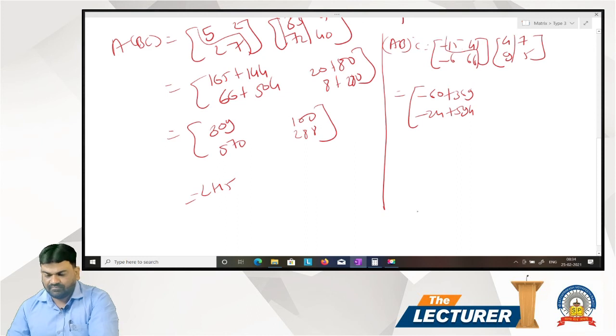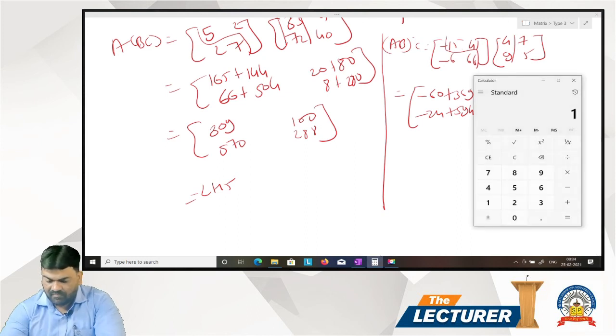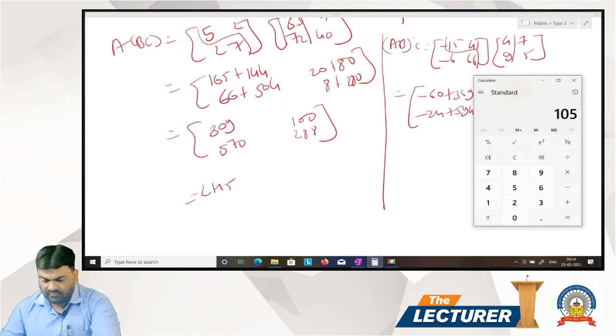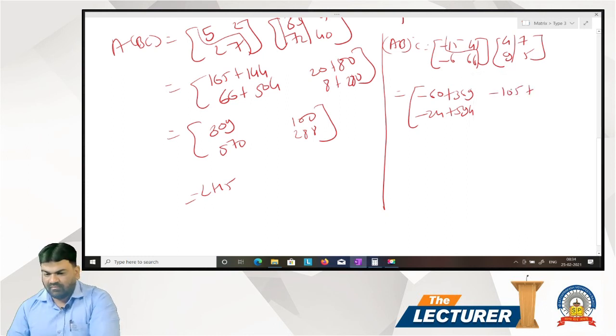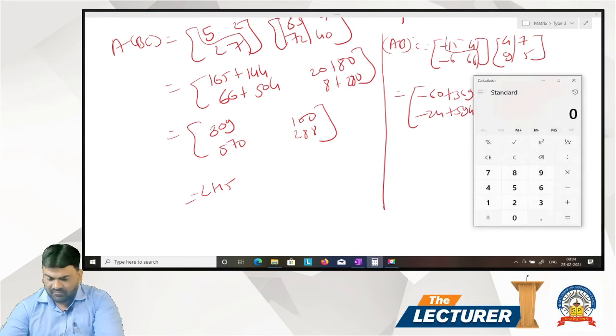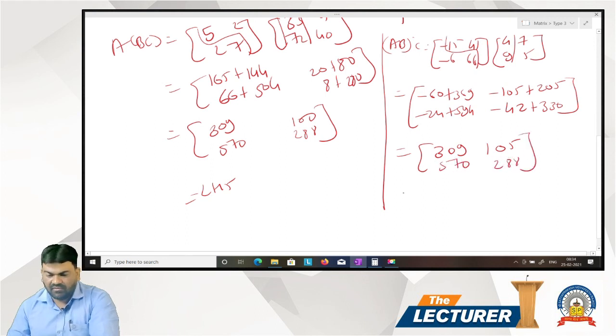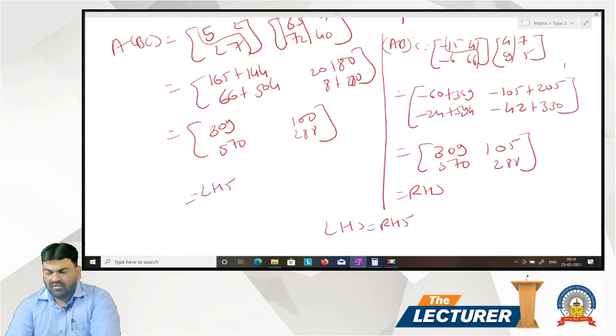7 multiplied by 15, 105. Minus 41 multiplied by 5, 205. 7 multiplied by 60 minus 6. 5 multiplied by 66, 330. 570, 288. This is our right hand side. Left hand side is equal to right hand side. This is your answer. Next example.